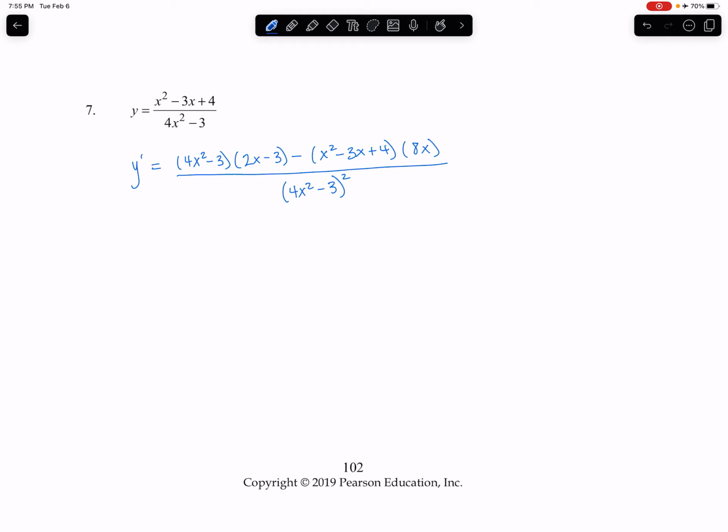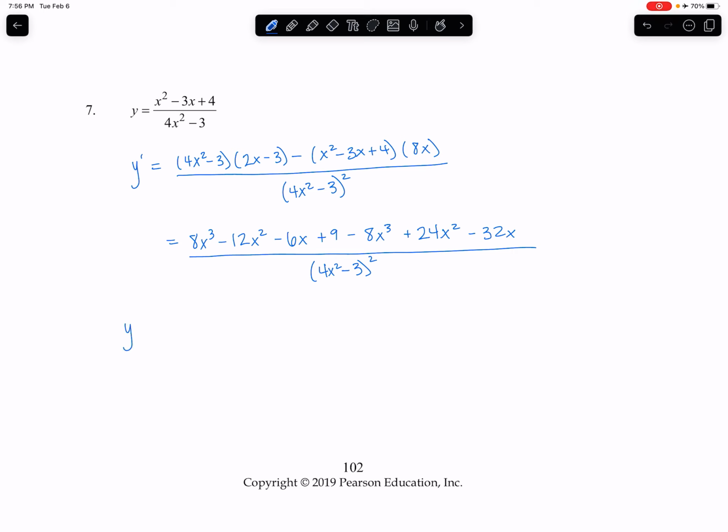So we'll use FOIL and the distributive property. The top will become 8x cubed minus 12x squared minus 6x plus 9 minus 8x cubed plus 24x squared minus 32x. This is all over 4x squared minus 3 squared.